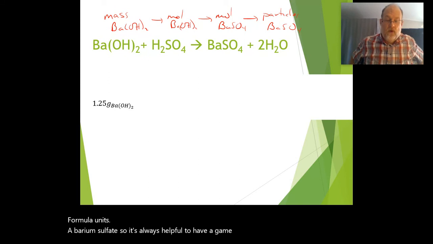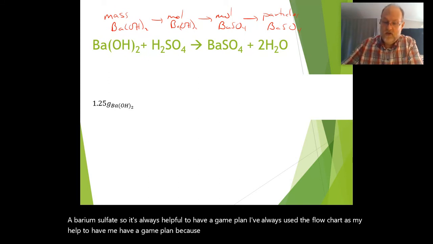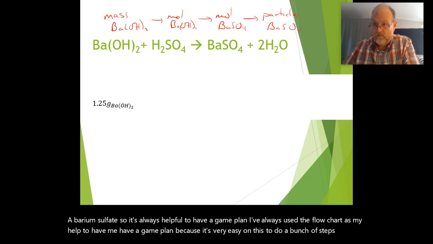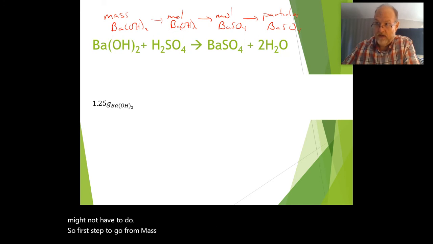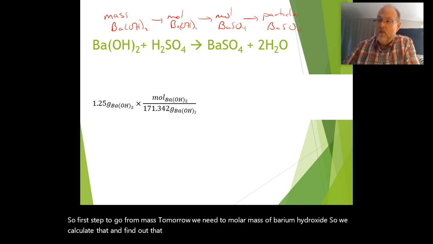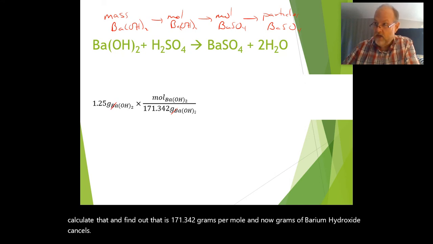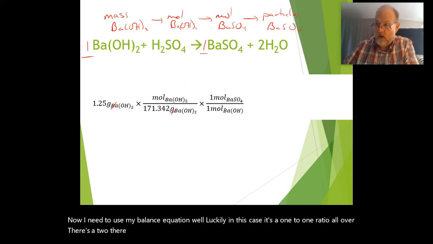So it's always helpful to have a game plan. I would always use the flowchart to help me have a game plan, because it's very easy on this to do a bunch of steps you might not have to do. So first step, to go from mass to mole, we need the molar mass of barium hydroxide. So we calculate that and find out that that is 171.342 grams per mole. And now grams of barium hydroxide cancels. Now I need to use my balanced equation. Well, luckily in this case, it's a 1-to-1 ratio. All of them are, well, there's a 2 there. It's a 1-to-1 ratio, so it's just 1-to-1. But now my barium hydroxide cancels.